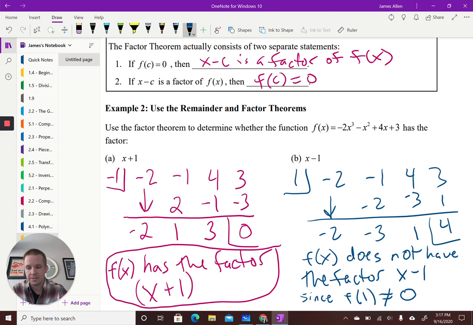Cool? Fantastic. Wonderful. So I could have done this again with just substituting 1 in for x, and I would get 4 when I substitute 1 in for x. Keep that in mind. But synthetic division is oftentimes a little bit easier to work with because of the size of the numbers.